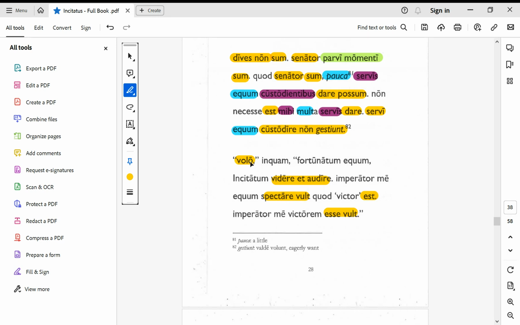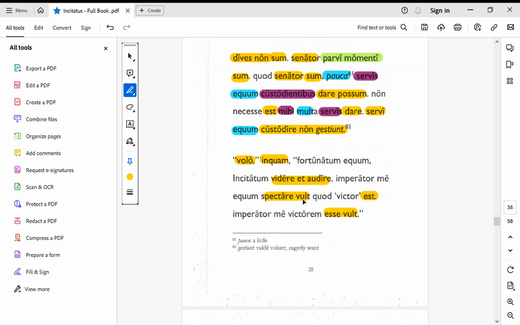So volo, that ends with O. We know that means I want. Oh, and we also have inquam here, which is an irregular verb that means I say. I want. We got videre et audire. We see the ere and ire. So that means to blank, to see and to hear.